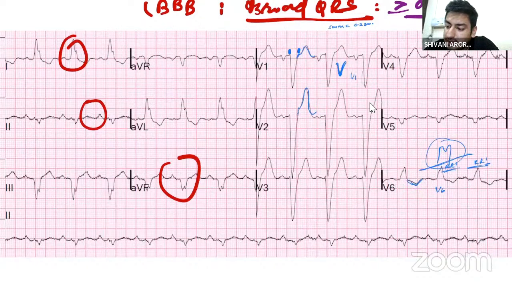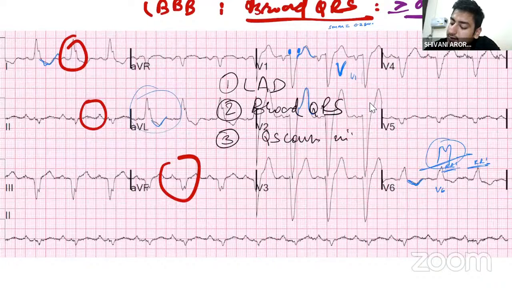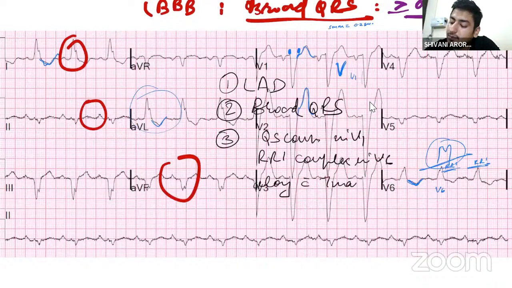So in this ECG, if we can write down the findings, the first thing is left axis deviation, the second thing is broad QRS, and the third thing is QS complexes in V1 and RR' complexes in V6, along with T wave inversion and ST depression in leads 1 and V6. All these things favor left bundle branch block.